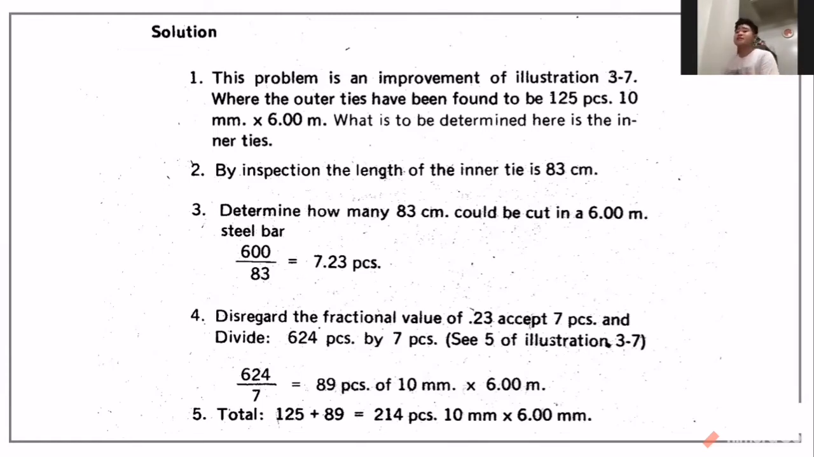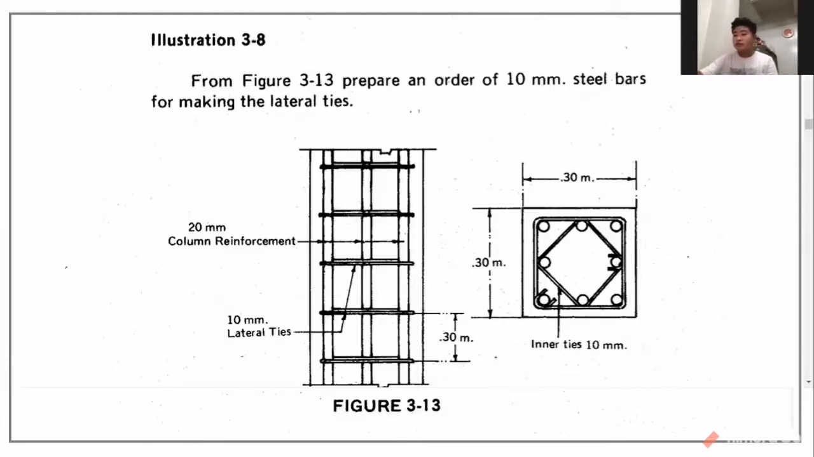So let's accept 7 pieces, and then divide 624 pieces by 7 pieces. So this is the result. Actually, this 624 was the result of our illustration 3 to 7. Here, this is actually the illustration 3 to 7.